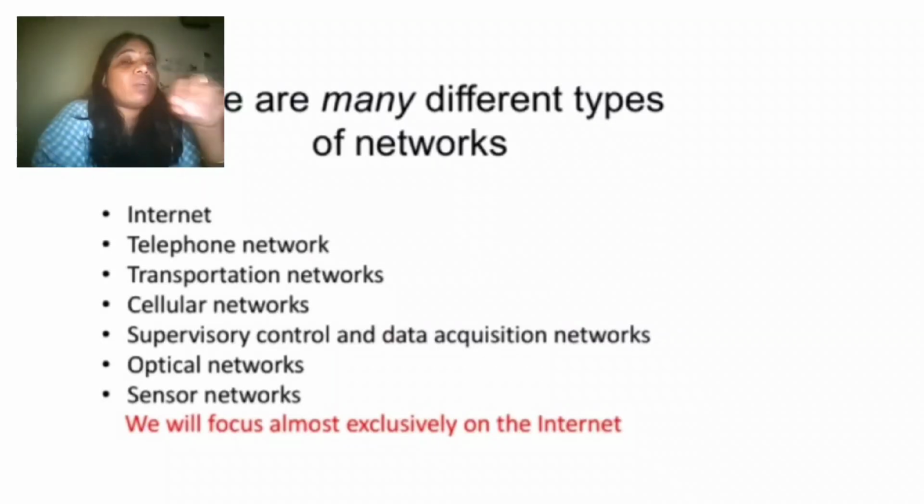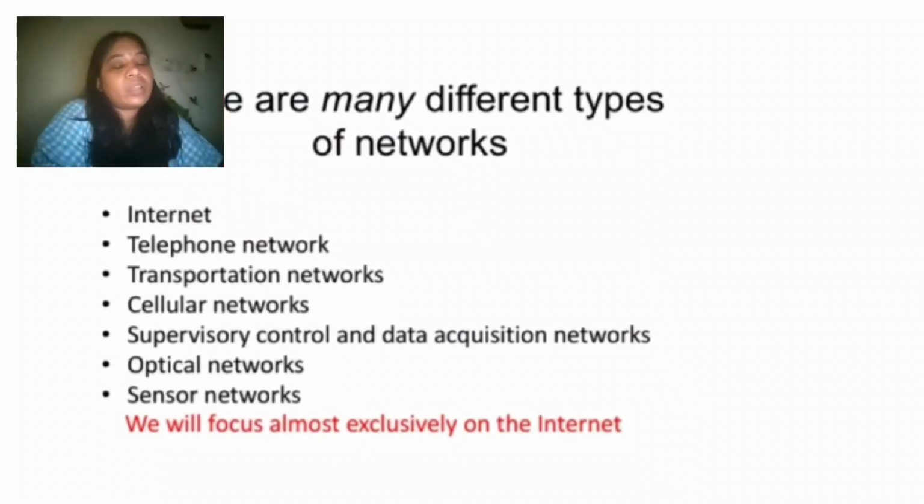Right now, all of us are using and working on the internet. That is one type of network. Without the internet the world cannot run right now. All industries, organizations, even schools, colleges and universities, everywhere you can see the internet. That is the major advantage of this network.